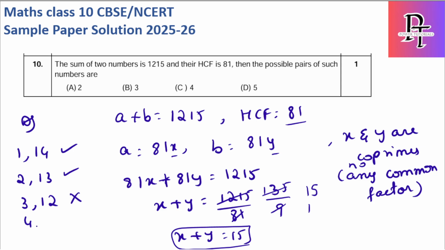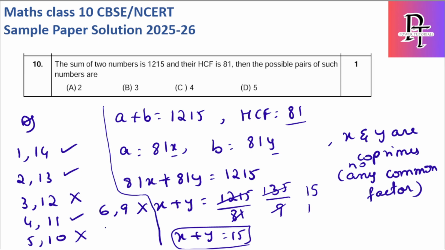Next 4 and 11, yes, this is possible. 4 and 11 do not have common factors. Next 5 and 10, this will not happen because 10 has a factor of 5. Next 6 and 9, this is also not possible because 6 and 9 have a common factor of 3. Next 7 and 8, this is possible because 7 and 8 do not have any common factor. And then it repeats, because it again starts with 8 and 7 and so on.